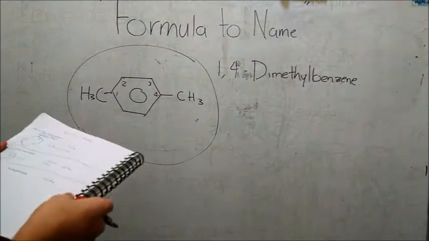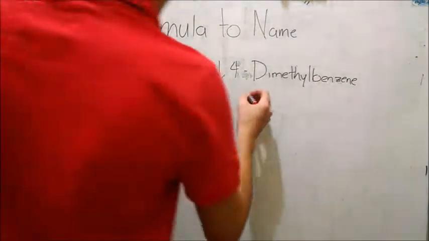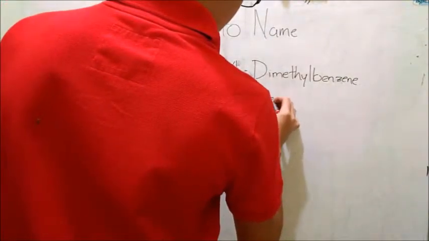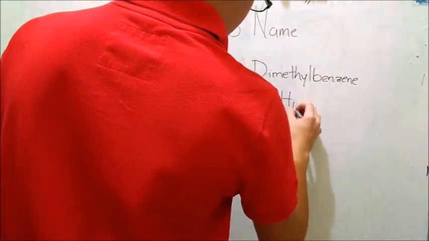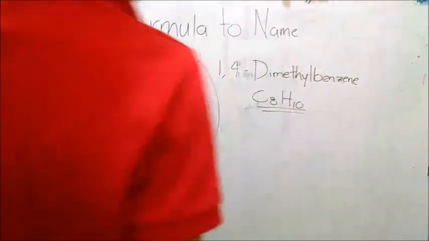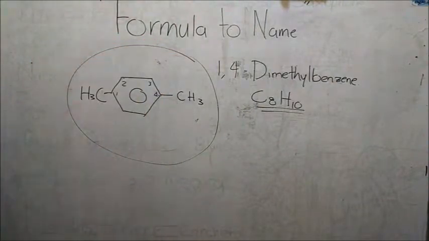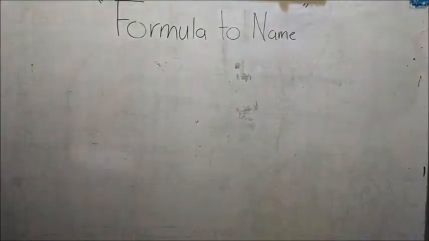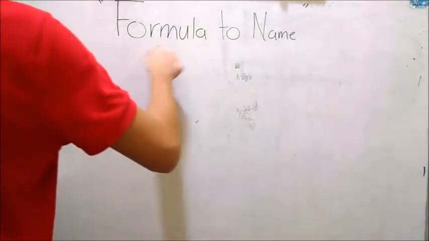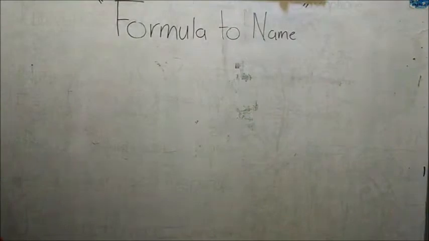The molecular formula from this one is C8H10. So that is the second example from formula to name. That is called dimethyl benzene. Well, now the third example from formula to a name is going to be this one.